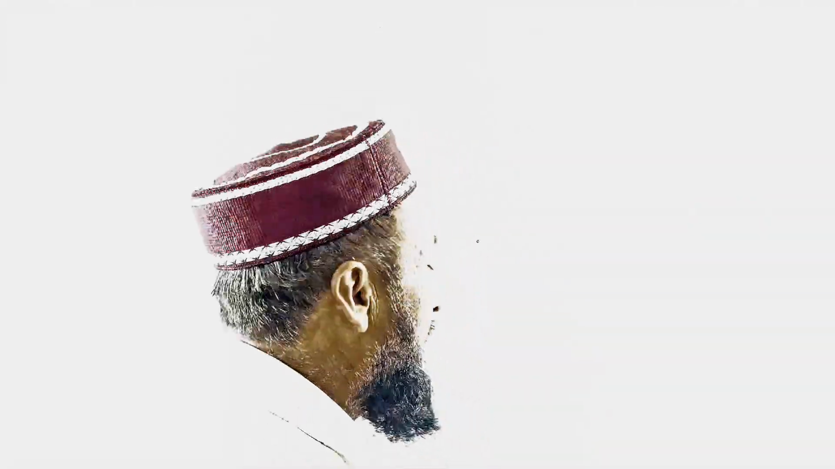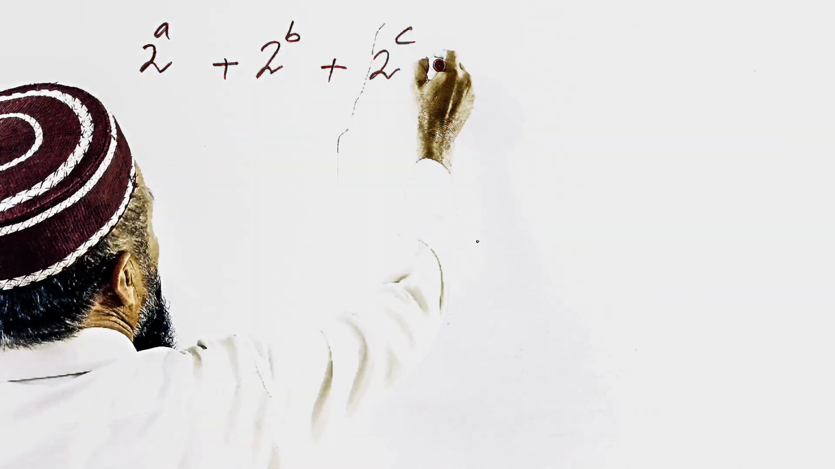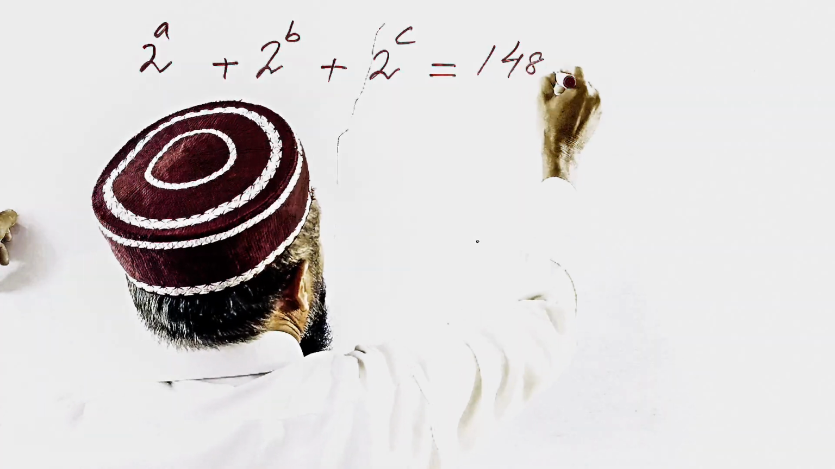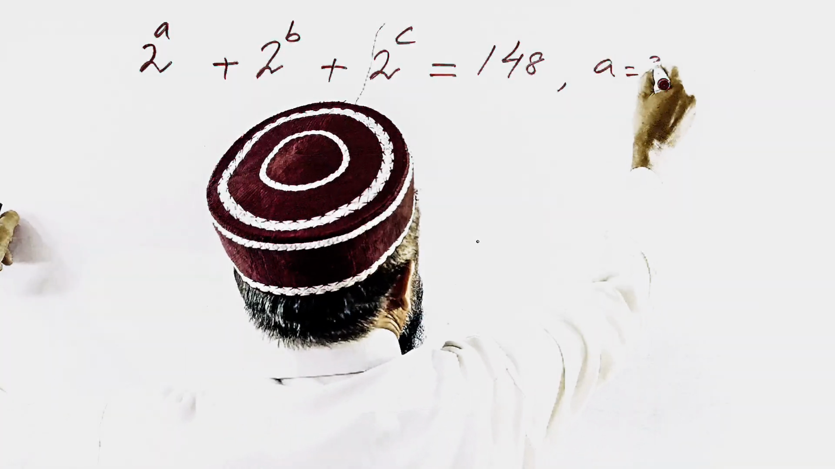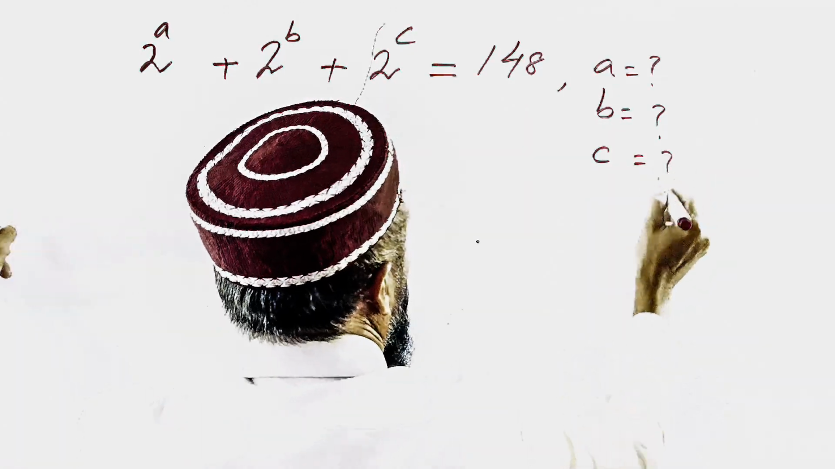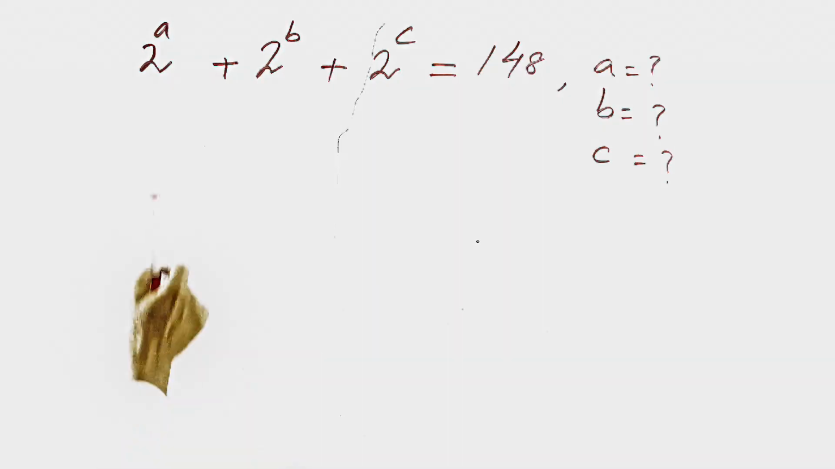Let's start. 2 exponent of a plus 2 exponent of b plus 2 exponent of c is equal to 148. We have to find the values of a, b and c, which are unknown. In this type of exponential equation, the first term is 2 exponent of a.